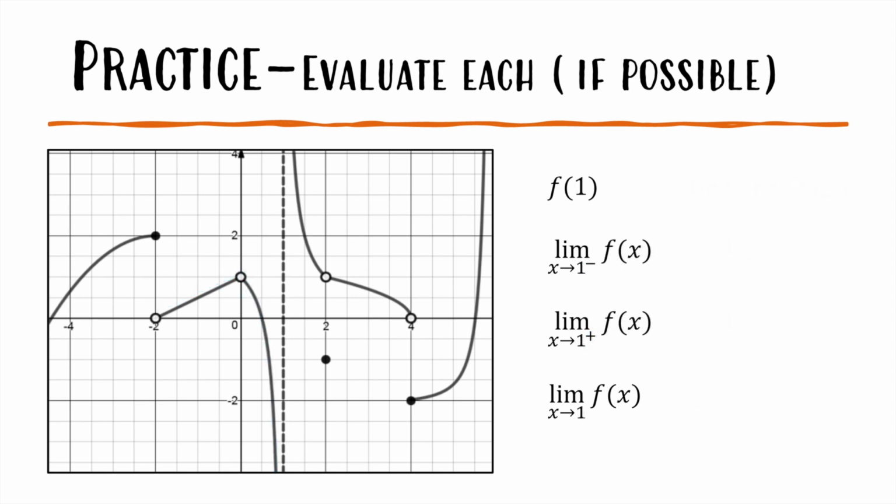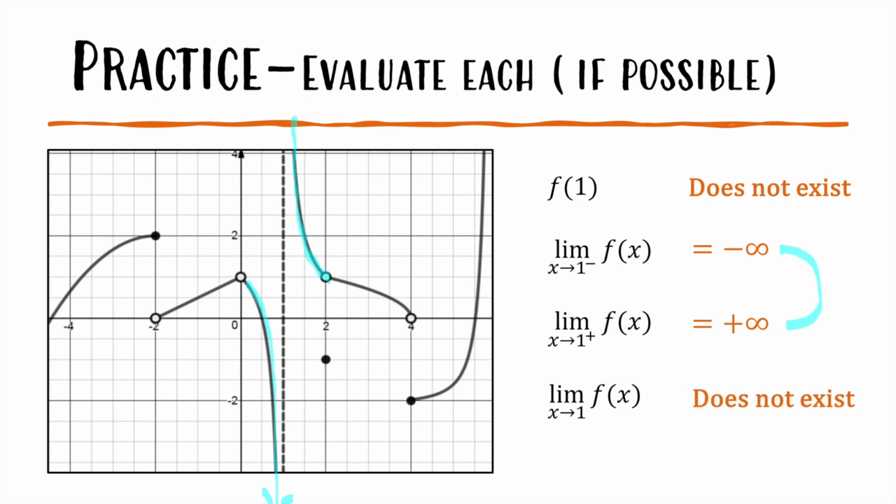Let's try an x value of 1. What's f of 1? f of 1 is nowhere on there. It doesn't exist. What about the limit as x approaches 1 from the left? We're following the graph here. Oh, look where we're going. Whoa! Falling off a cliff. We're going to -infinity. As x approaches 1 from the right, positive infinity. Does -infinity equal positive infinity? It does not. So the limit as x approaches 1 does not exist.